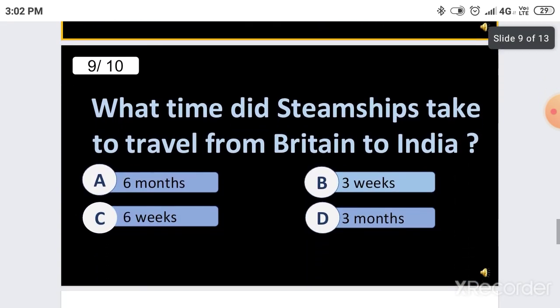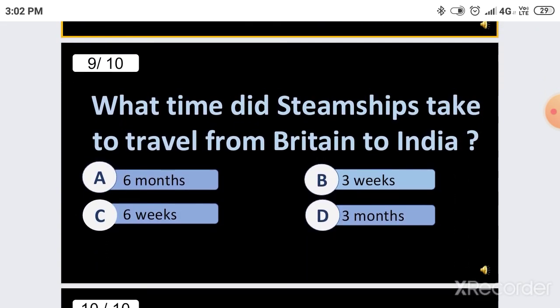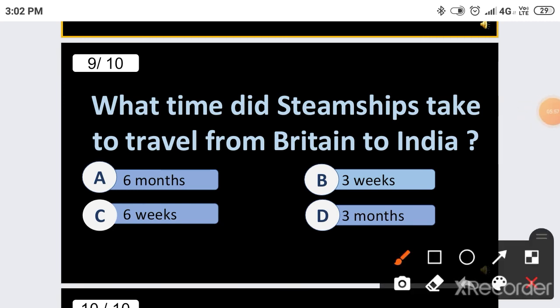Now the 9th question: what time did steamships take to travel from Britain to India? So here, 6 months to 8 months. You will get the answer to this question in the last paragraph of your chapter, the conclusion, and the correct answer is 3 weeks. It reduced from 8 to 6 months to 3 weeks.